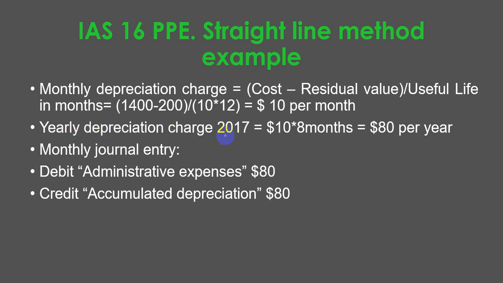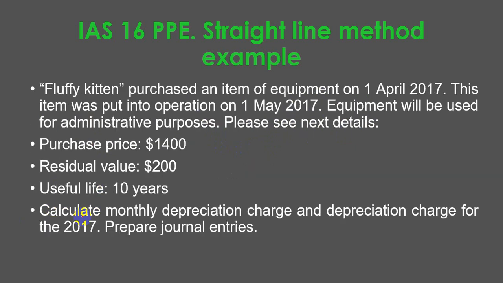Yearly depreciation charge for 2017. We have our monthly depreciation charge, and we have a period of 8 months for accrual of depreciation. Why 8 months? Because our item was put into operation on 1st May 2017, which means that till the year end, 31st December 2017, it's actually 8 months period.